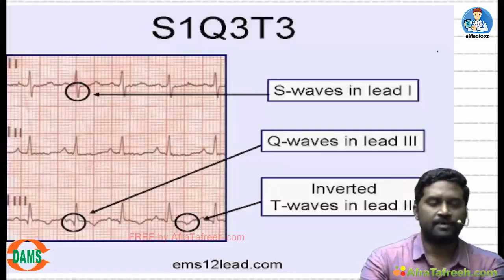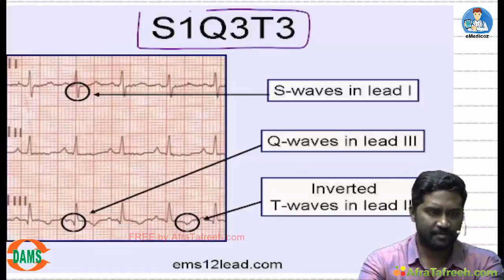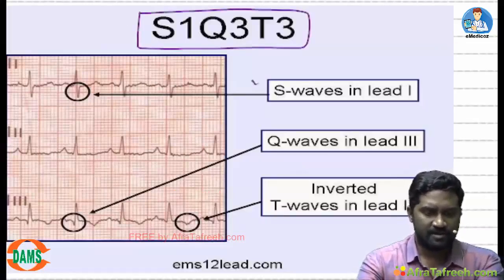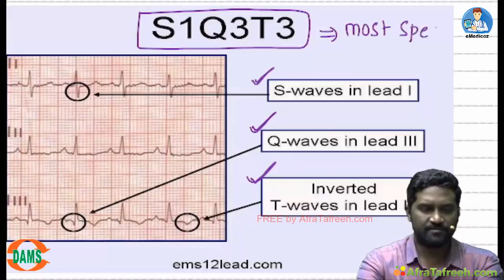Coming to the classical pattern ECG, S1, Q3, T3 pattern. You can notice deep S wave in lead 1, Q waves in lead 3, and inverted T waves in lead 3. Now is it the most common pattern or the most specific pattern? It is the most specific pattern.